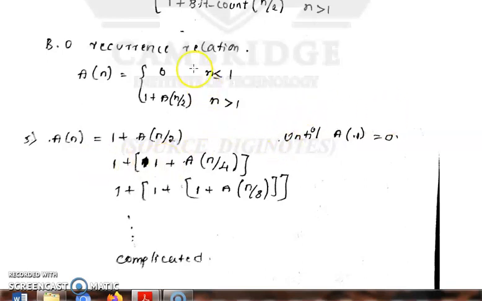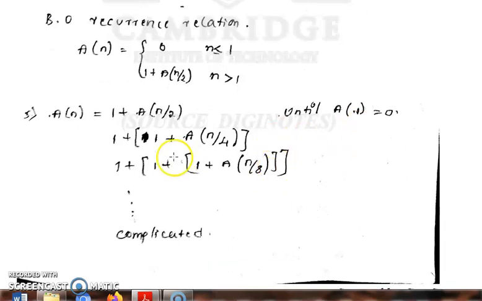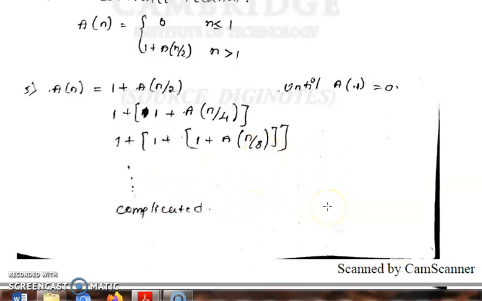So as you know, in this initial condition, when the a of n value is equal to 1, it is 0. Whenever n is equal to 1 or less than 1, the initial condition is 0, because we are not doing any counting operation. Further we will simplify it, where a of n by 2, I can write as 1 plus a of n by 4. Again, if we substitute this value, it is 1 plus 1 plus a of n by 8. Again it becomes 1 plus 1 plus 1 plus a of n by 16, like this.